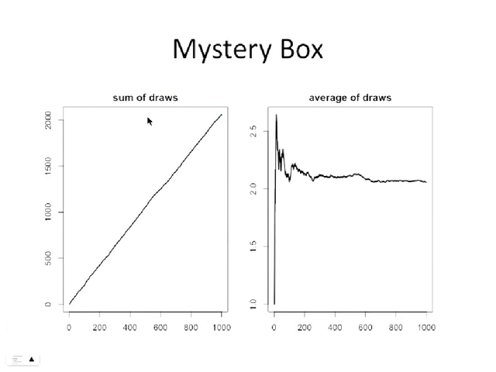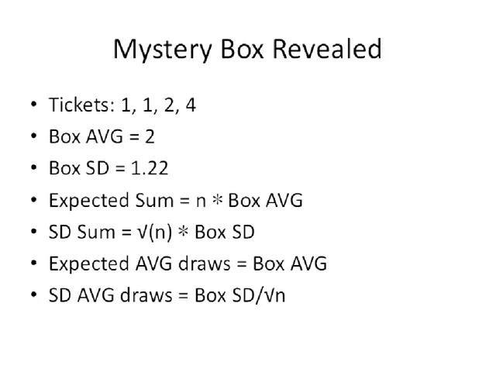Now we can continue with that and say our expected sum when we're drawing should be n times the box average. So that would be n times 2, or 2n. And the SD of the sum, similar to what we saw with the 0-1 box, should be the square root of n times the box SD. Then the expected average should be the box average. And the standard deviation for the average, which we saw is fluctuating but getting closer and closer to 2, is the box SD divided by the square root of n.